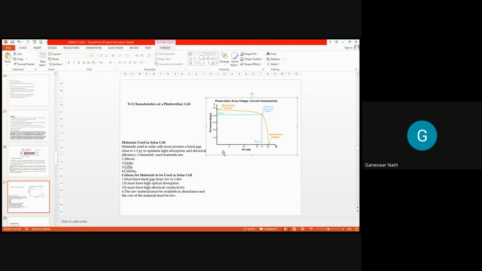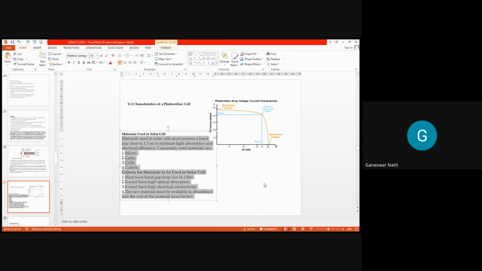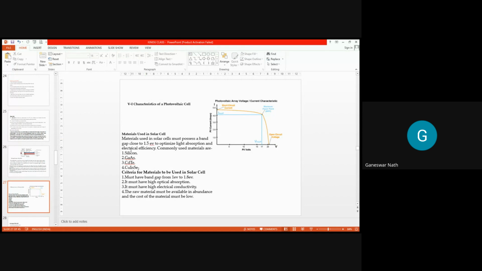Okay, then coming back, what type of material should we choose for constructing this solar cell? All materials are not good for a solar cell. The material which is good for a solar cell possesses some properties. The material used in a solar cell must have some distinct points. Material used in a solar cell must possess a band gap close to 1.5 eV.